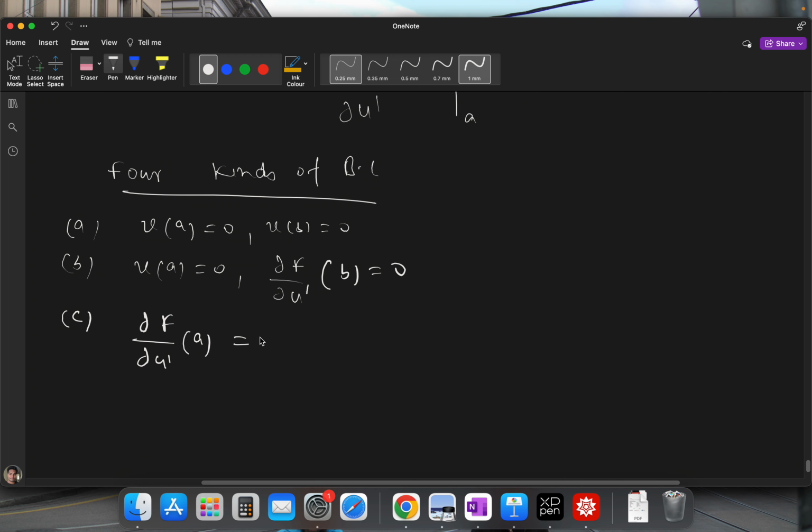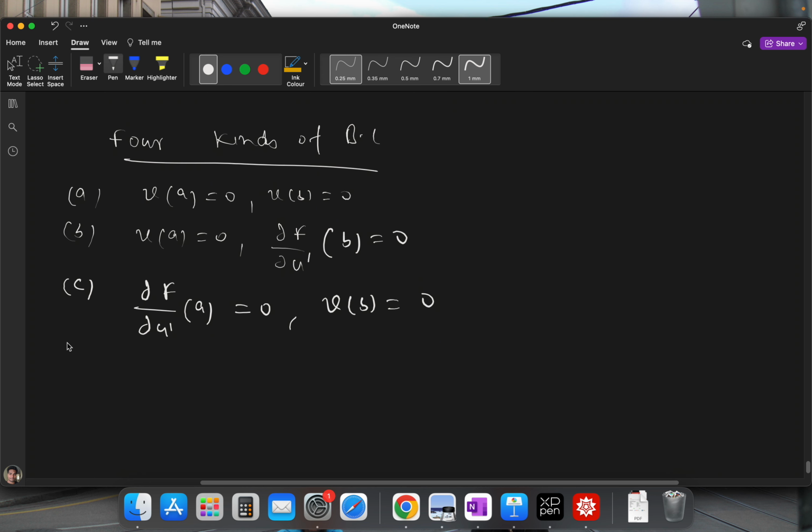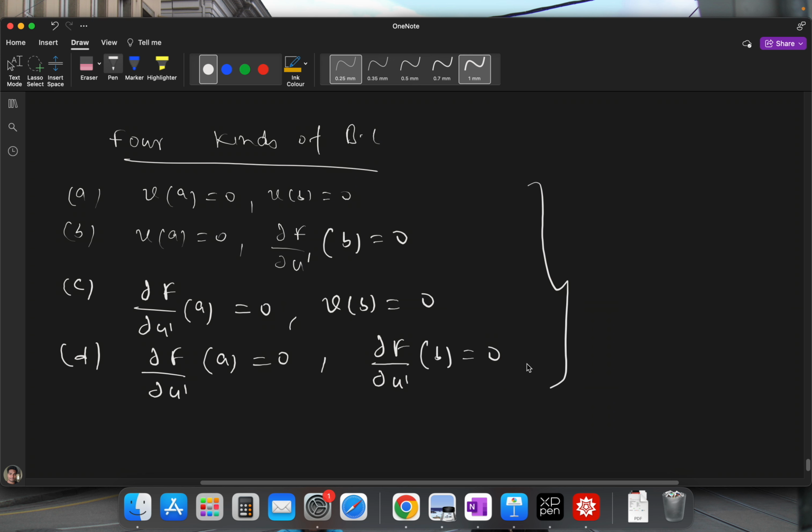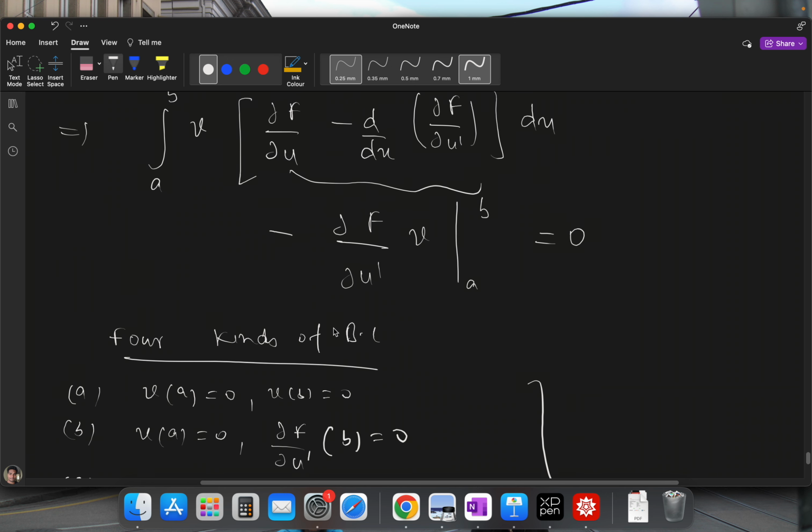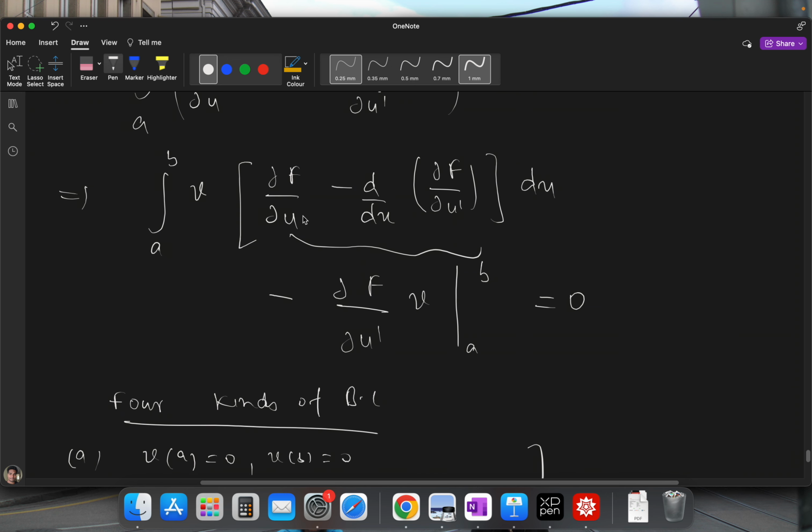Are you getting? And the fourth is del f by del u dash at a equal to 0, and del f by del u dash at b equal to 0. So in any condition you will get the Euler-Lagrange equation, not just only at the end points.